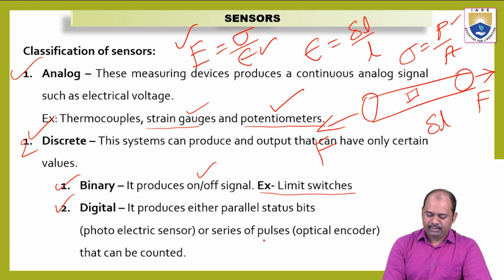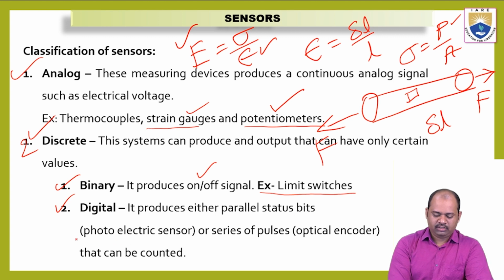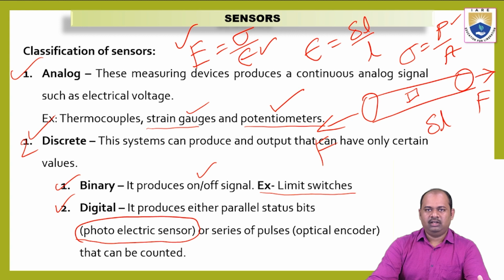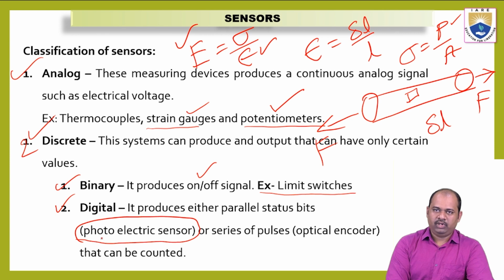See here, there are some examples. For parallel status bits, the photoelectric sensor is the example. This photoelectric sensor can measure the light, whether the light is there or not, or this can be used to calculate the light sensitivity. So this signal is converted into parallel bits, and for a series of pulses, the example is the optical encoder.